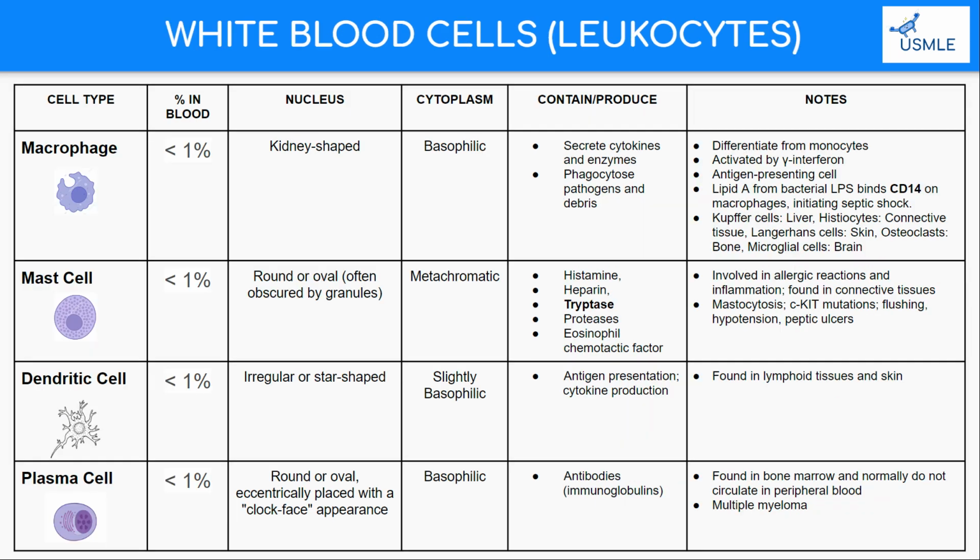Here we have a collection of some other key cells. Macrophages have a kidney-shaped nucleus and differentiate from monocytes and act as antigen-presenting cells. They are present in key locations and change their names accordingly. Mast cells have a rounded nucleus and produce tryptase. One relevant condition in which these are activated is mastocytosis, characterized by peptic ulcers, flushing, and low blood pressure. Dendritic cells are also antigen-presenting cells. We can cover this in immunology later on. Plasma cells are found in the bone marrow and not blood. These have a clock-faced nucleus squeezed to the periphery of the cell. They are raised in multiple myeloma.